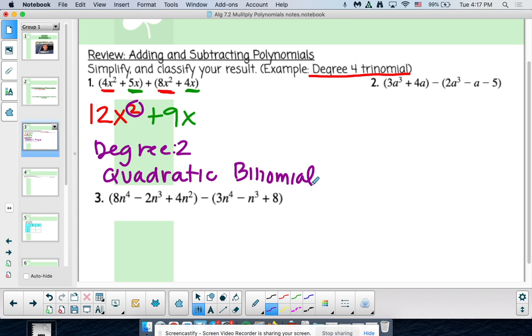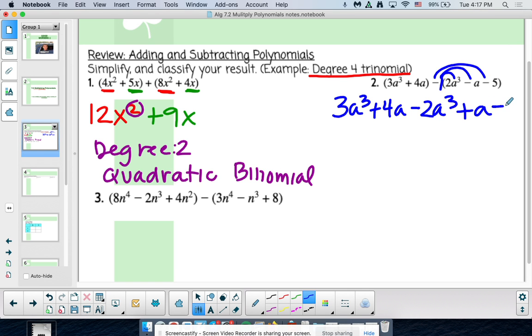Perfect. Our next one. Okay, we're subtracting. So remember to distribute that -1. Write the first one exactly how you see it. Now -1 times 2a cubed makes it a -2a cubed. -1 times -a is a positive a. And -1 times -5 is a positive 5.